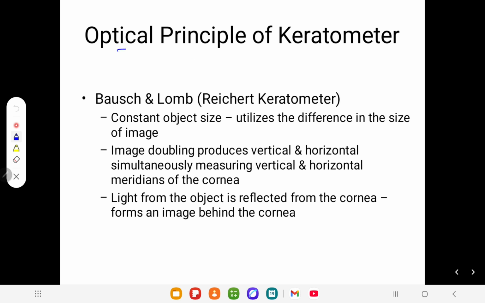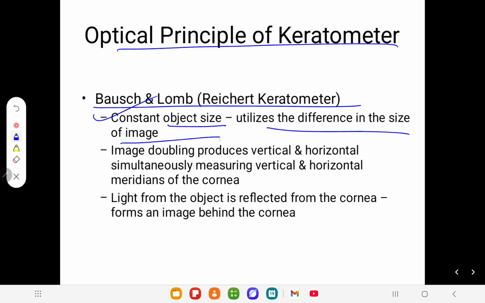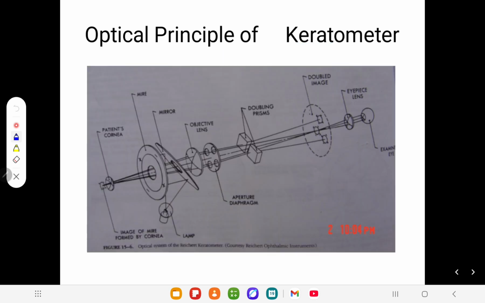So, the optical principle of keratometry, and I just wanted to show you one picture. That's why I have just put Boston lamp. Constant object size and utilize different images, and image doubling using vertical and horizontal simultaneous prisms, and light coming from the object and reflecting from the cornea. See, this is the picture I want to show.